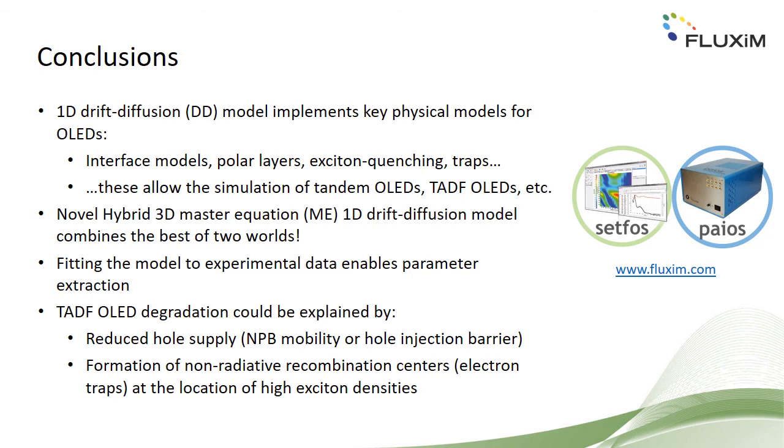Moreover, in the beginning of the talk, we've introduced some examples of fitting the model to experimental data, which is also an art in itself, and it's very important to monitor what's going on in the device. So one example of a study was given where the OLED degradation could be explained by a reduced supply of hole carriers, as well as the formation of non-radiative recombination centers, namely electron traps, at the location of high exciton densities. These results shown today were achieved with the simulations of Drift-diffusion and the measurement instrument PAIOS.